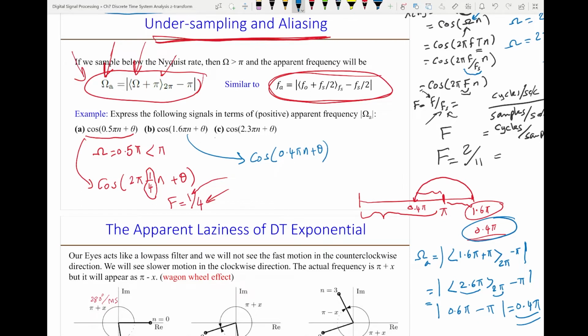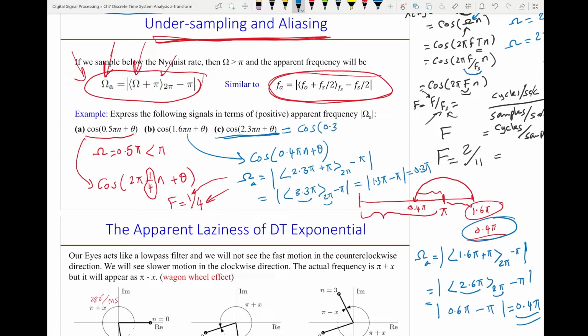Okay, let's do this example here. So the apparent frequency will be the absolute value, and this will be... And this equals 3.3 pi divided by 2 pi is 1, and the remaining is 1.3. So the answer will be 0.3 pi. So then this will appear as cosine 0.3 pi n plus theta.